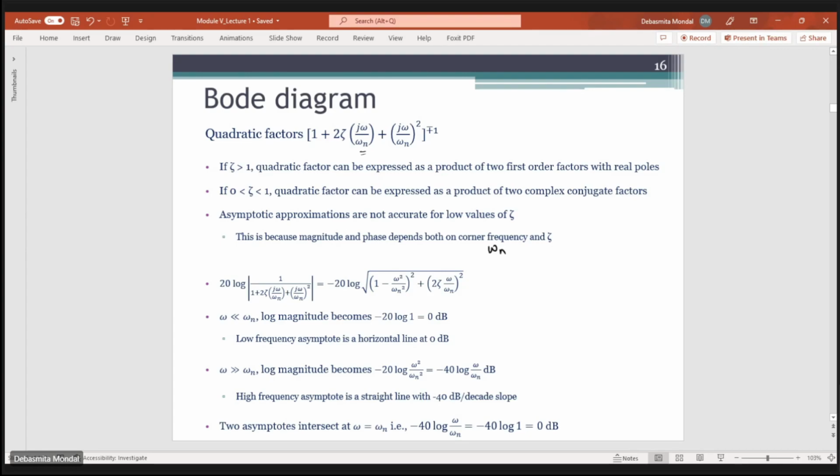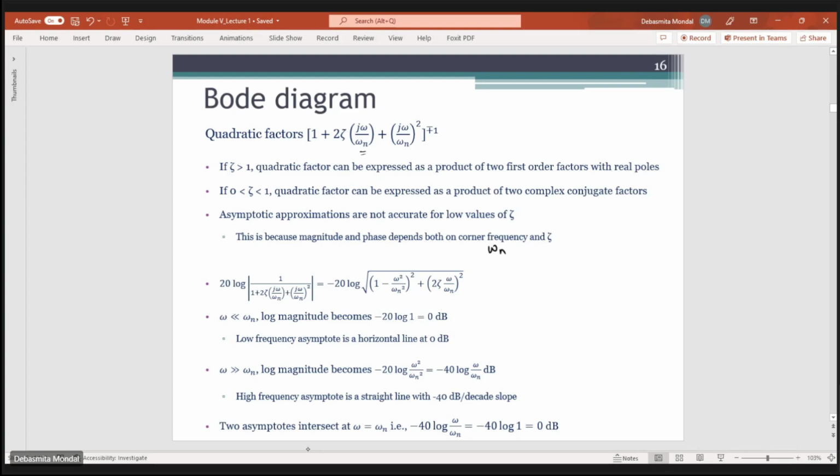So unlike the previous cases where we had a first order factor, in which the slope of the asymptote was either plus 20 dB per decade or minus 20 dB per decade, the moment we have a quadratic factor, a second order factor, the slope is doubled. So that means we get minus 40 dB per decade. If you have the quadratic factor in the denominator, that is complex conjugate poles, we will have a minus 40 dB per decade slope, and if you have complex conjugate zeros, then we'll have a straight line with a slope of plus 40 dB per decade.